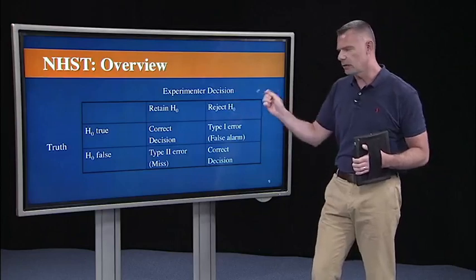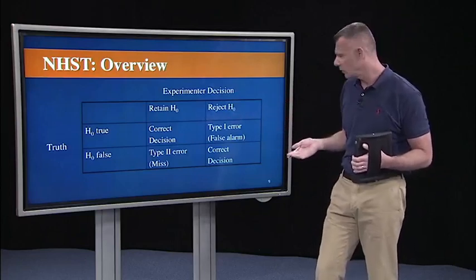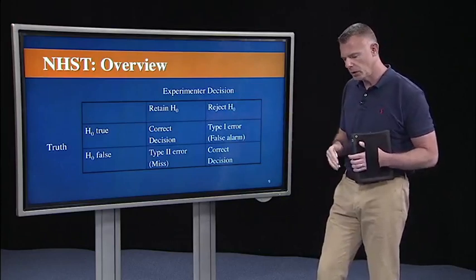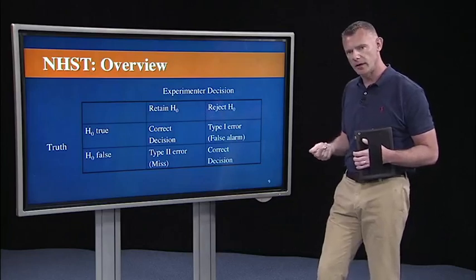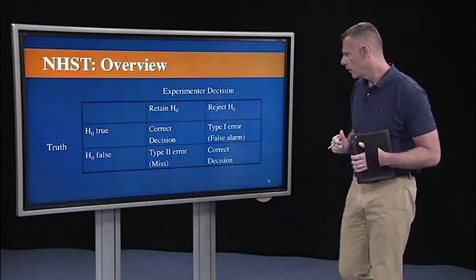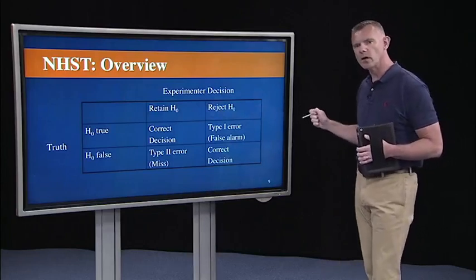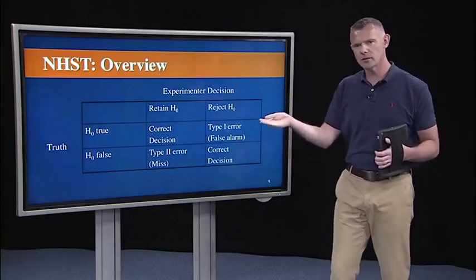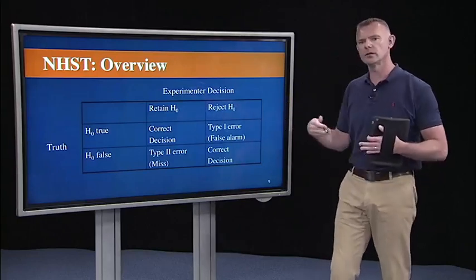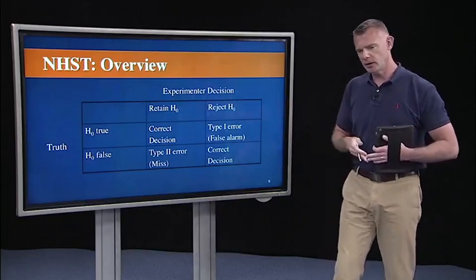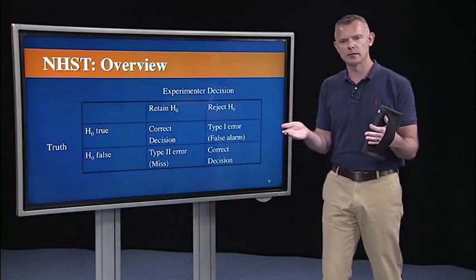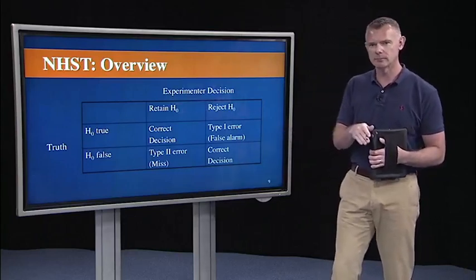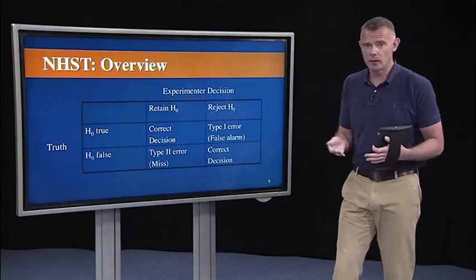So if you retain when the null is true, great, you made the correct decision. Likewise, if you reject when the null is false, great, you made the correct decision. But there's always the possibility of an error. And there are two types of errors. The first is a type 1 error or false alarm. That's where you've rejected the null hypothesis when in fact there wasn't a relationship there. That's why it's called a false alarm. That's like doing a vaccination study and claiming that the vaccine works when in fact it really doesn't. Sometimes that happens. Sometimes there are fluke results.